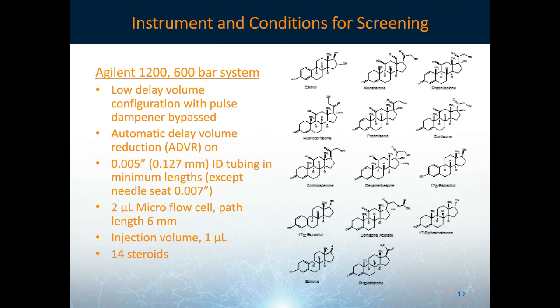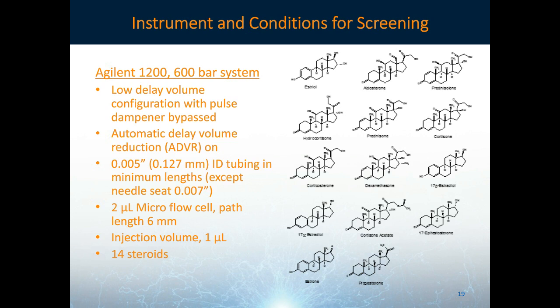So we've also done screening for 14 different steroids. In this example, we've used an Agilent 1200, which is a 600 bar system. We put it in low delay volume configuration with the pulse dampener bypassed. We used the automatic delay volume reduction, and we've used the shortest ID of tubing and minimal length, except in the case of the needle seat where that ID was 0.007 inches.